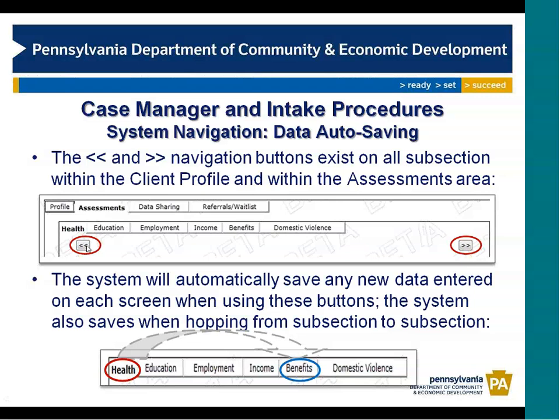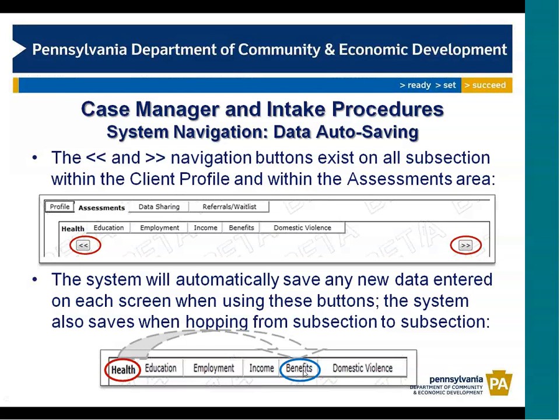Within the profile and assessment screens, the system auto-saves data when using this navigation. So you can go to the profile, enter an address, hit save and next. It'll automatically save the data. Go to the next screen, enter data, hit next, and it allows a nice, easy, smooth data entry process throughout the system. Also, when you're in these top main sections or these bottom assessment sections, if you just jump to another subsection tab and select a button, the system also performs the auto-saving ability as well.